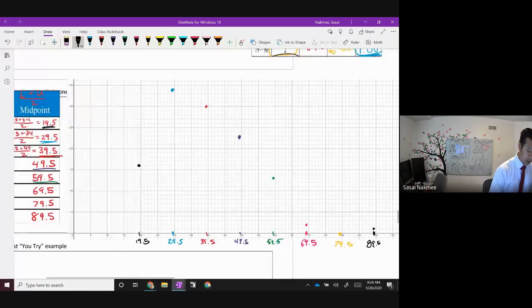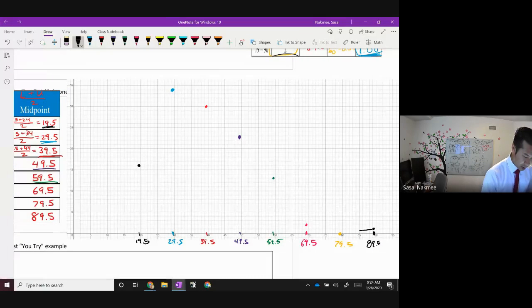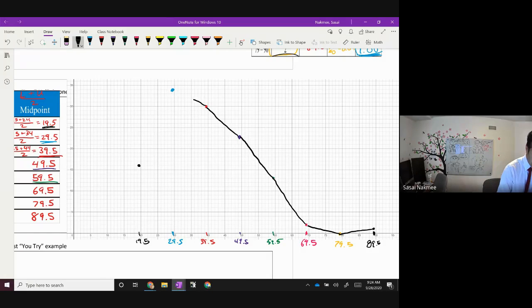So now all I have to do is just connect the dots. So I just connect this dot to the one before it, connect this dot to that one, connect this dot to that one, pretend that my lines are straight. You guys have a straight line feature, so you could use that to connect your dots.